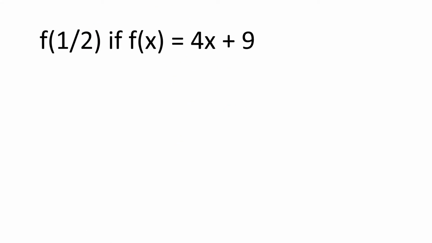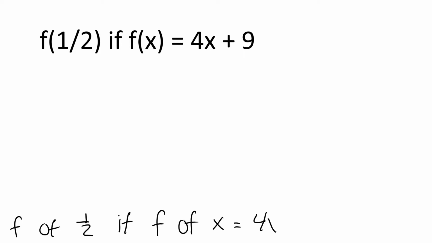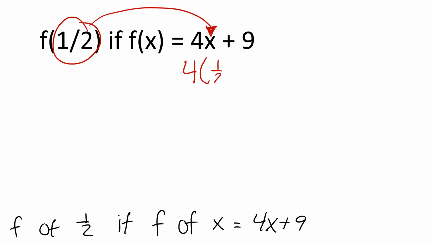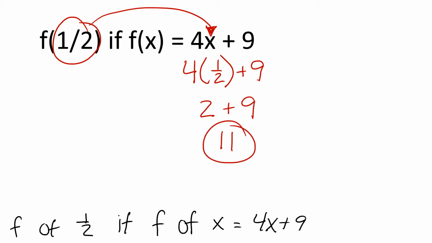The same thing works with fractions. F of 1/2 if f of x equals 4x plus 9. We take the number in the parentheses, plug it into the x value position. Instead of 4 times x, we do 4 times 1/2 plus 9. 4 times 1/2 is going to be 2. Half of 4 is 2. 2 plus 9 is going to give us 11.